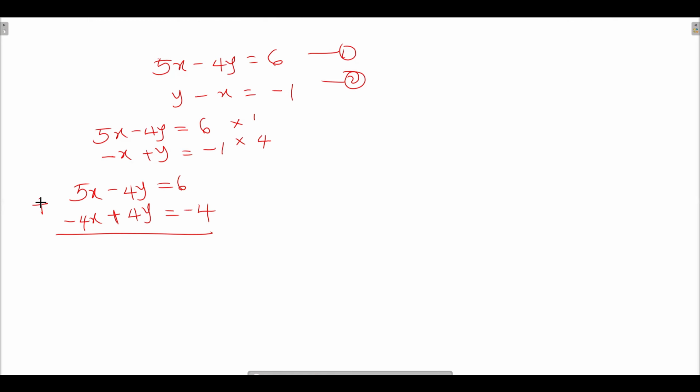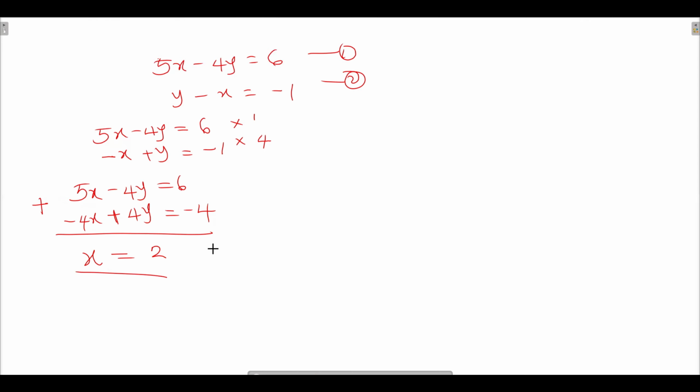So 5x plus minus 4x, that will be x. Minus 4y plus 4y, that's 0. And I have 6 plus minus 4, that's 6 minus 4, and the answer is 2. So my x is 2.